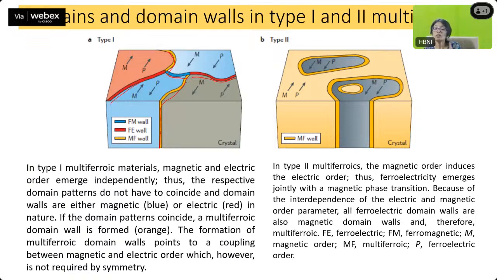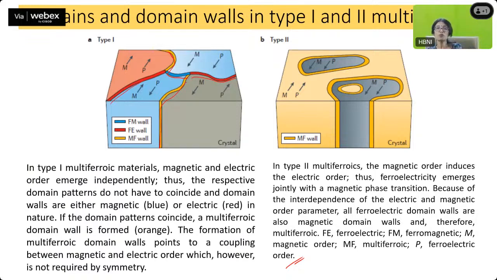But in this case, you can see how thin these particular walls are. What happens when you look into type 2 multiferroics? Here, the magnetic order induces the electric order. Thus, ferroelectricity emerges jointly with a magnetic phase transition. Because of the interdependence of the electric and the magnetic order parameter, all ferroelectric domain walls are also magnetic domain walls, and therefore multiferroic. So ferroelectric, ferromagnetic, multiferroic, and the ferroelectric order is marked over here. You can see this entire wall structure has a lot of multiferroic domain walls.